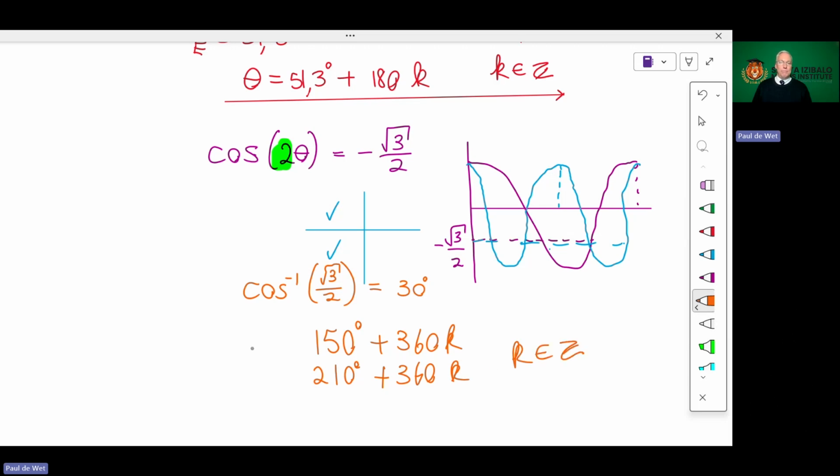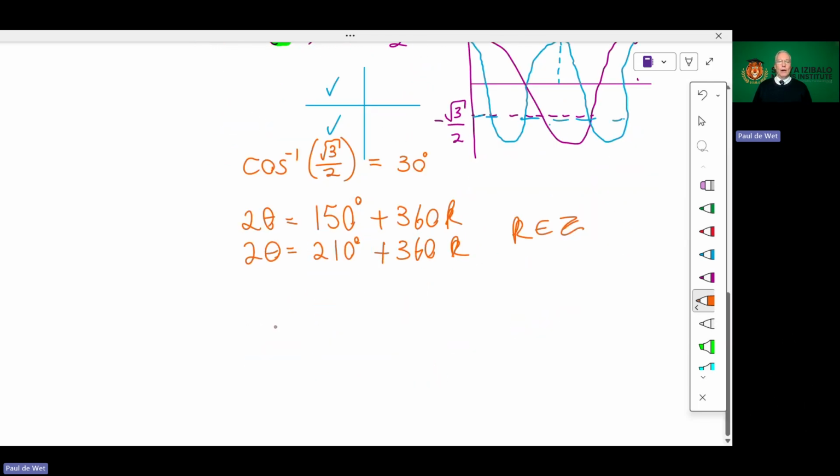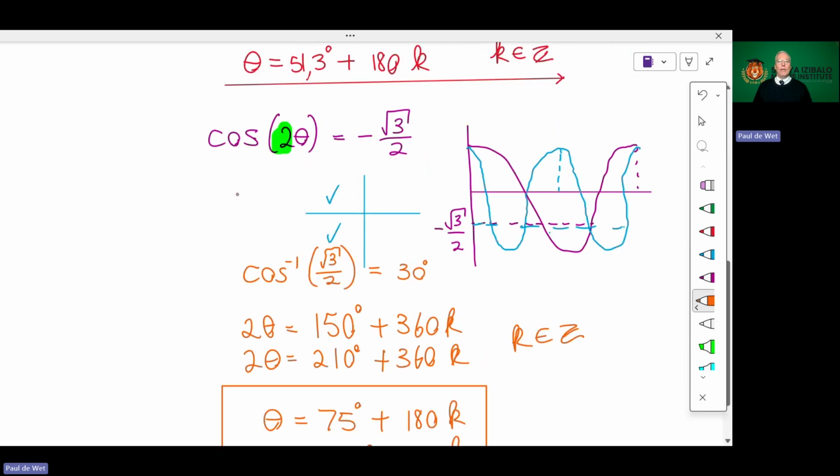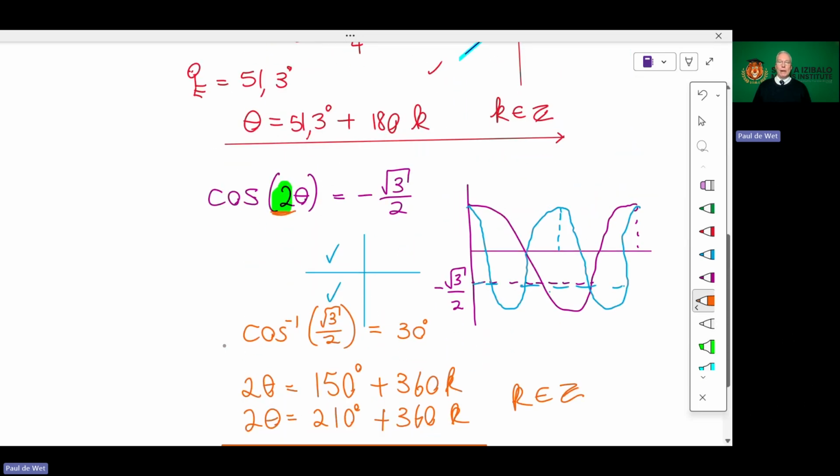But remember that in fact our angle is not theta, it's 2 theta. So only right at the end do we now divide out the 2. So our general solution becomes 75 degrees plus 180k, and this one 105 degrees plus 180k. And if we had to work out between 0 and 360, there will actually be 4 solutions rather than 2. And that is because of this period being altered.